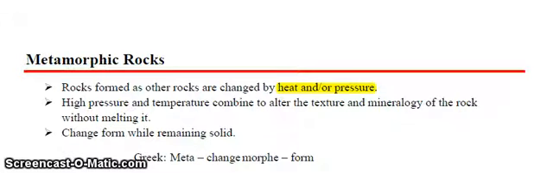Just a note, remember other rocks mean any type of other rock, so even a metamorphic rock can undergo intense heat and pressure and turn into a different type of metamorphic rock. So high pressure and temperature will combine to alter the texture and mineralogy of the rock. Okay, that's really important. And it will not melt it, because if it melted it, then that would create magma, which would then create an igneous rock. Okay, so there's this changing going on due to heat and pressure, and the change will keep it a solid.